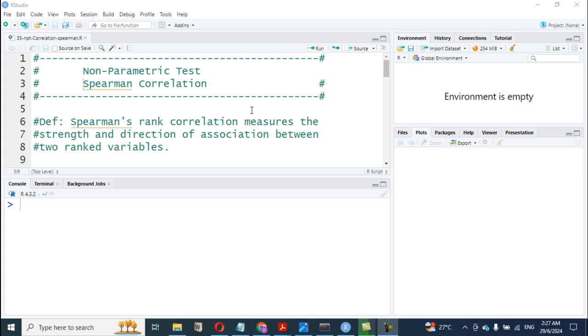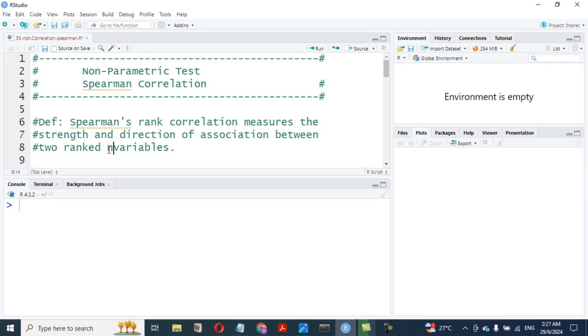And two numerical variables are ranked. So let's make sure that we put it properly. Two ranked numerical variables. Okay, that is very important.